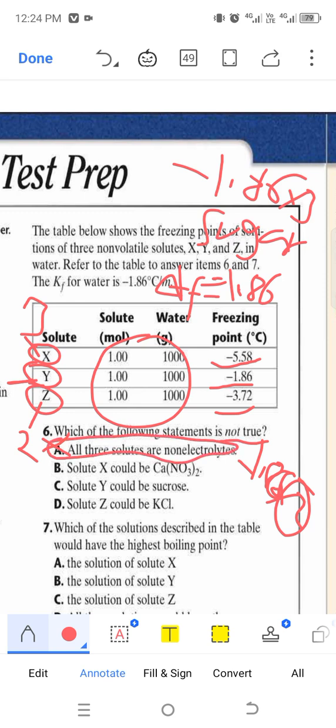B stated that solute X could be Ca(NO3)2. Yes, we said X has an ion factor of 3, so as you can see it has 3 ions. Solute Y could be sucrose. Yes, it's correct, but for this question it would be wrong, because the question asks which is not true. We said Y is a non-electrolyte, can be sugar or alcohol. Solute Z could be KCl. KCl has an ion factor of 2, and we said Z has an ion factor of 2. Yes, possible, and A is the correct answer for this question.